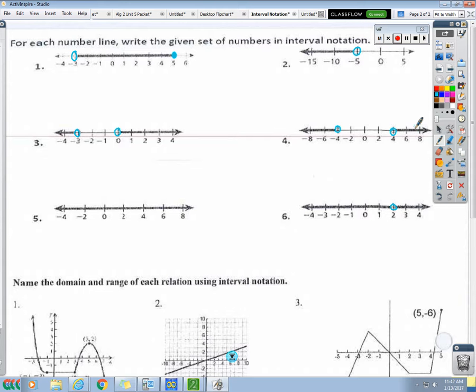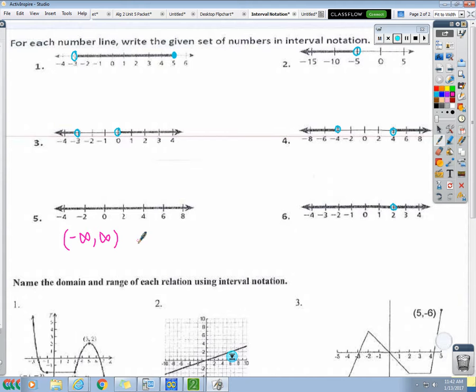Let's talk about 5. Do you see any circles on 5? No. And isn't everything bolded? So it means everything's been shaded. So what are your solutions? Everything, which would be left forever and right forever.